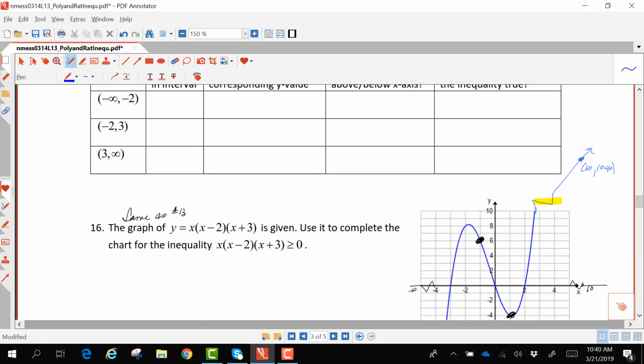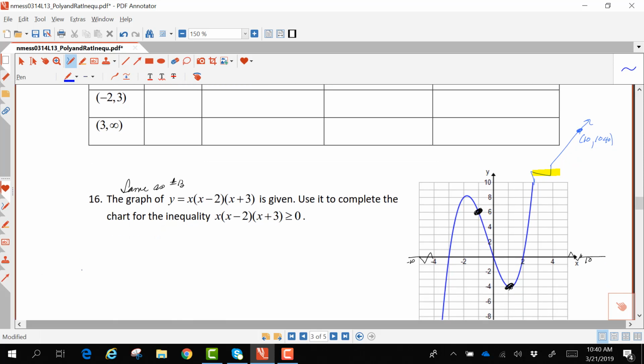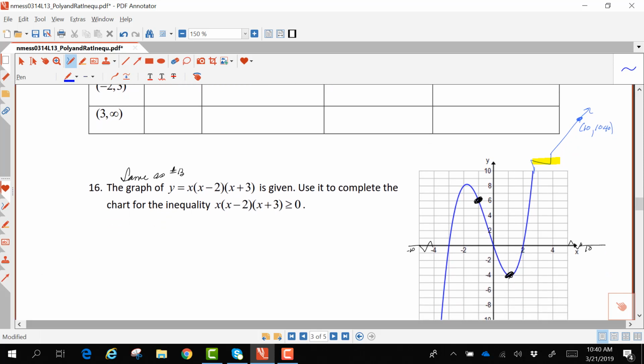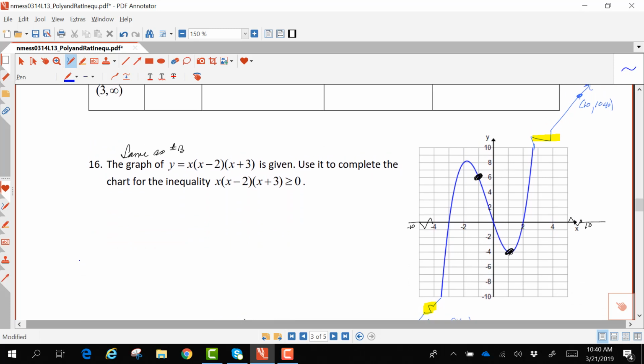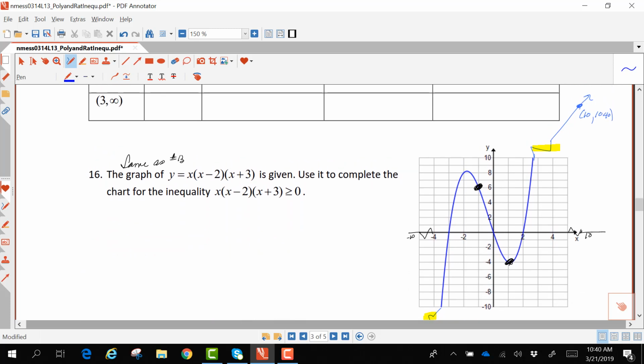Let's move forward and also look at number 16. If you look back, number 16 is the same as number 13, but this time they're referring to a graph in this question. You will need to create a table of values to answer this question. So again, I'm going to show you how to get the critical numbers.